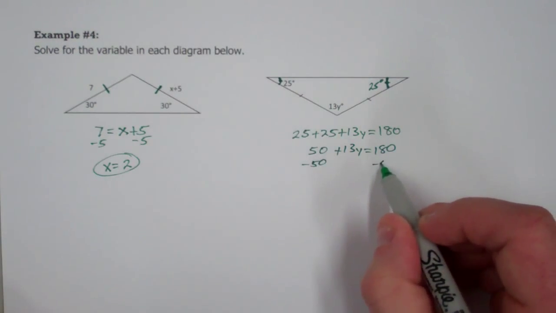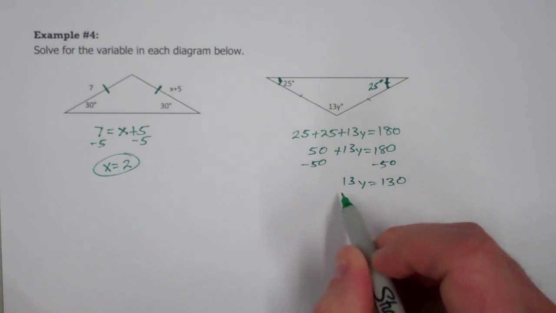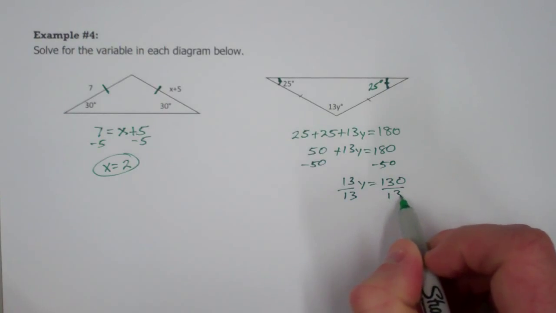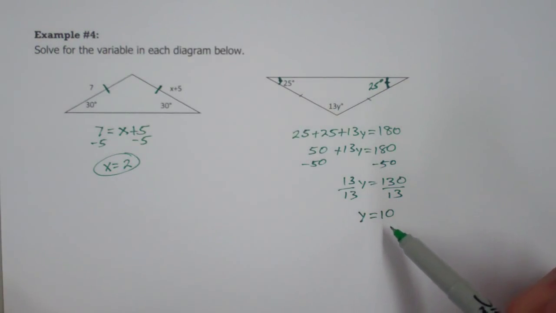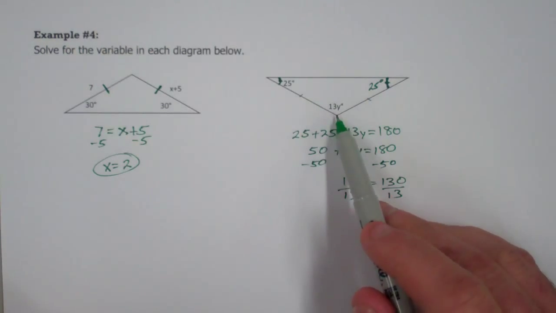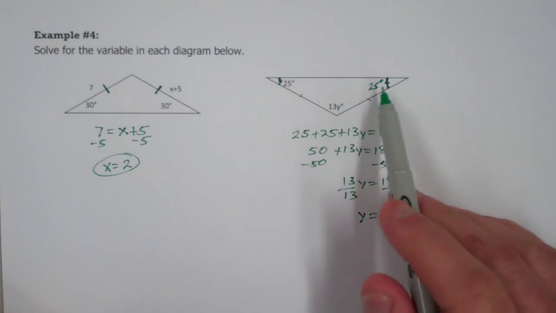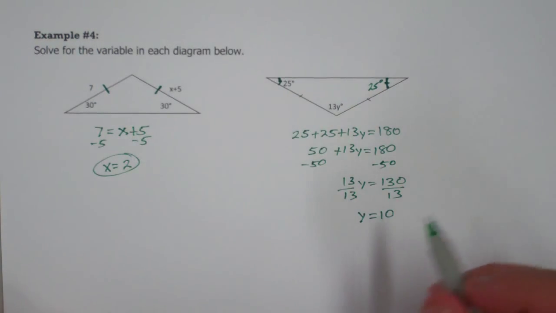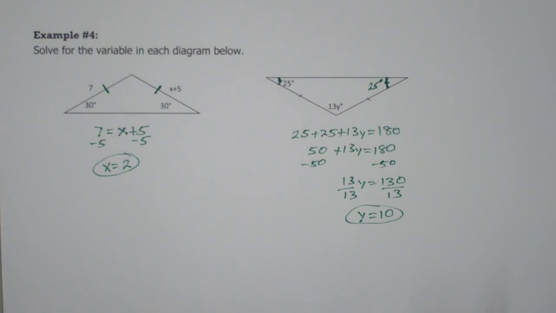We'll subtract 50 from each side. We've got 13y is equal to 130. Divide by 13, and y will be 10. And we can verify that that result is correct if we substitute 10 in for y. That's 130. 130 plus 25 is definitely 180 degrees. So y is equal to 10 would be the solution to this problem.